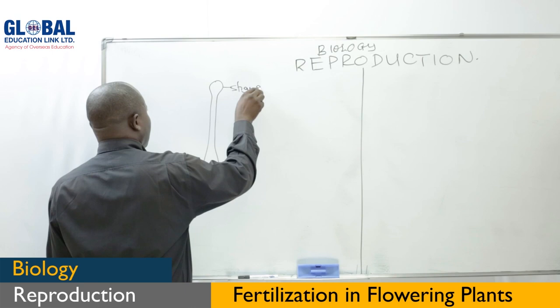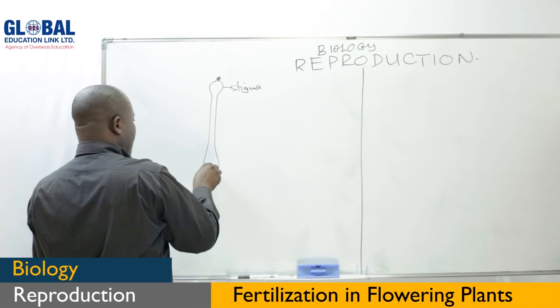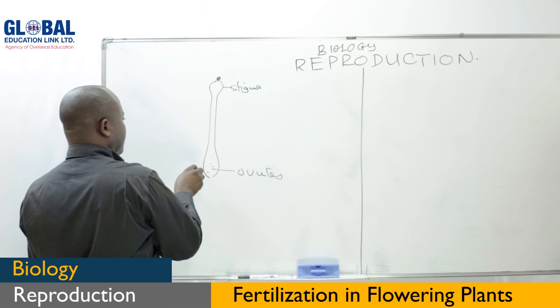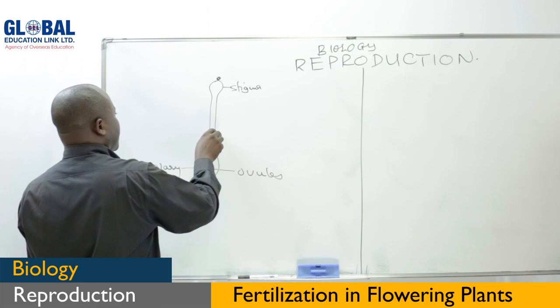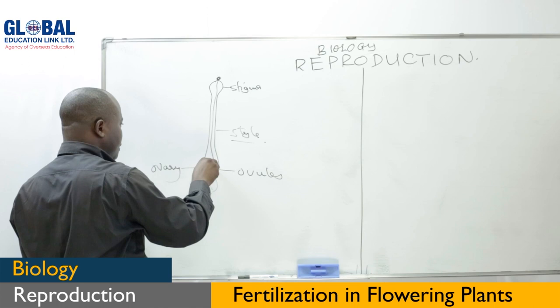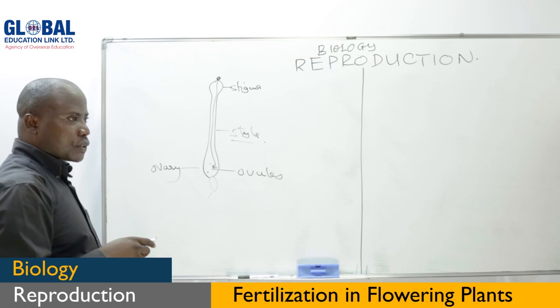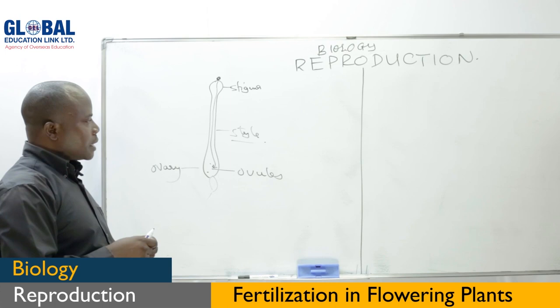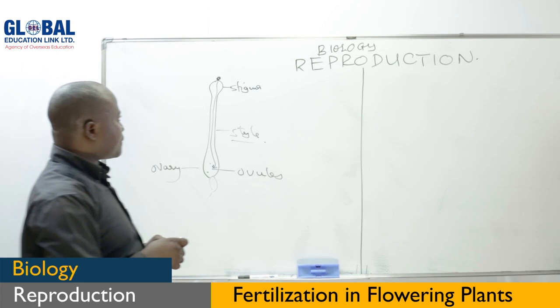Here is a pollen grain. Here there are ovules. This is the ovary. And this is the style. The receptacle. How does the pollen grain move all the way to the ovules? It means, to respond to this question, you have to consider some aspects that it takes the pollen grain to the stigma. As I've said, the pollen grain has arrived at the stigma.